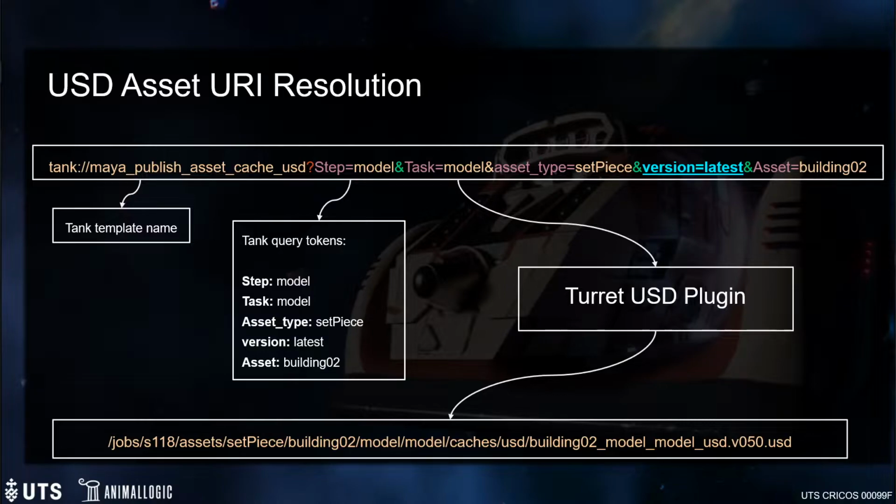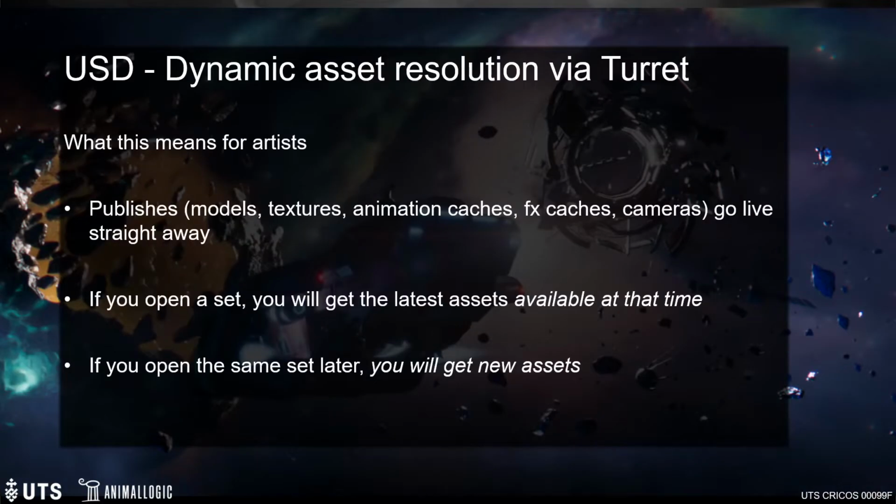Just to break down this query, there's some color coding. This is essentially pretty similar to a URL that you might experience on a web browser. And you can see there's a little box there that shows the tokens in that query. So we're saying that the step is a model, task is a model, the asset type is a set piece, we want the latest version, and the asset name is building02. Our custom asset resolver plugin for USD interprets that bit about the version being latest, and it finds the latest version on disk and returns that file path.